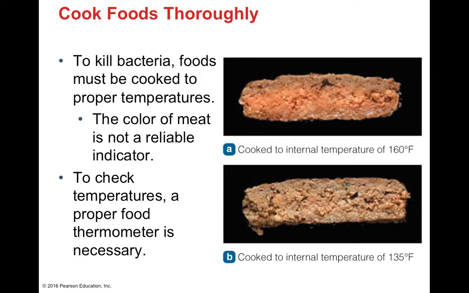In order to kill bacteria, you have to make sure that foods are cooked to high temperatures. Here we have one cooked to an internal temperature of 160, and this one is cooked to 135. But some people might think that this one is cooked to a lower temperature. You can't use the color of meat as a reliable indicator. You have to use a food thermometer to check the temperatures, because oftentimes food has been dyed to make it appear more red.